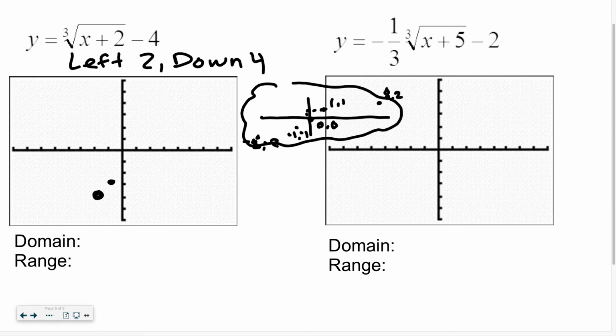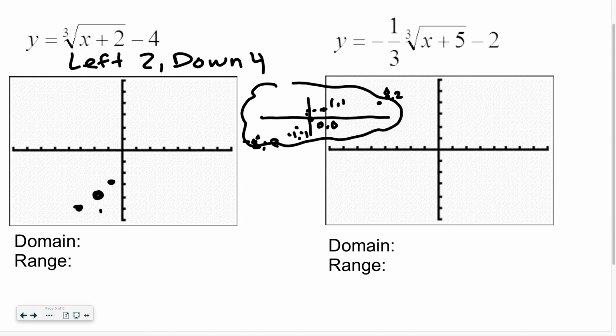And I can do the same thing in the other direction. Go down 1, left 1. Down 1, left 1. Or I can take negative 1, negative 1, and I can shift it left 2 and down 4. And I get to negative 3, negative 5 either way.